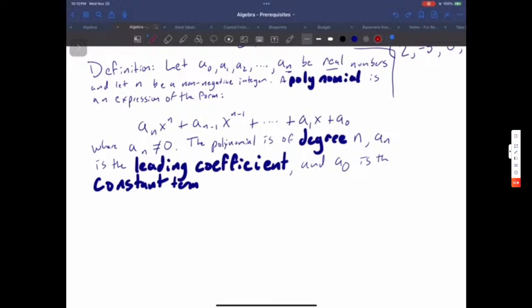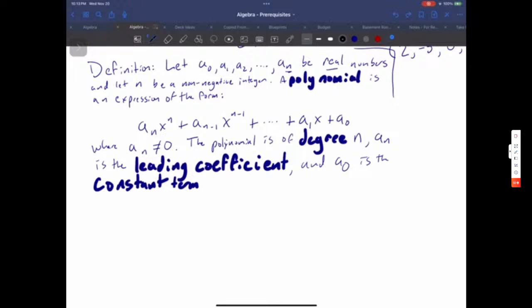It's a constant term because there is no x factor at the end of it. It's x to the 0. You could say that this is x to the 1 and this is x to the 0. But remember that x to the 0 is 1, and x to the 1 is just x. So we can write it like this, and it's the same thing.